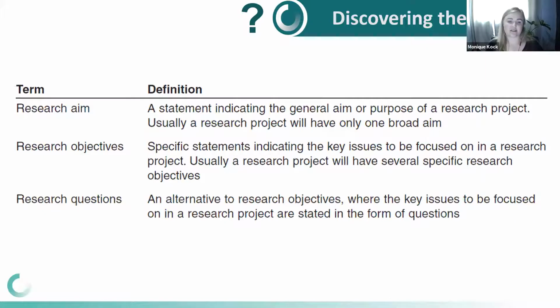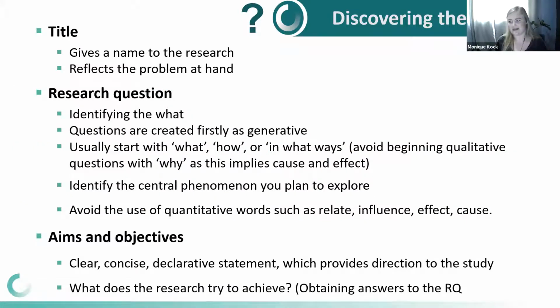And we have the research questions. This can also closely relate, for instance, to your research aims and objectives. So research questions can be an alternative to your research objectives, where the key issue to be focused on in the research project is stated in the form of questions. So what does this mean, basically? Researchers need a clear picture of the issues and questions that they want to investigate. They need to think about what are the ideas and how am I going to approach these ideas when I'm investigating a certain concept, for instance.